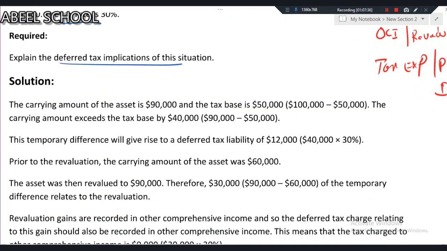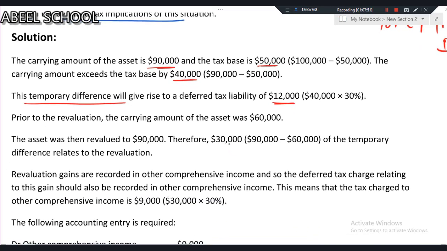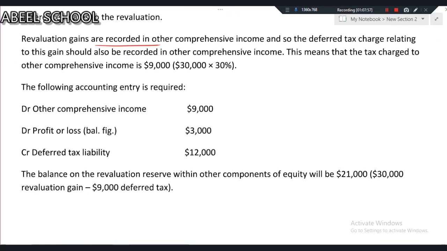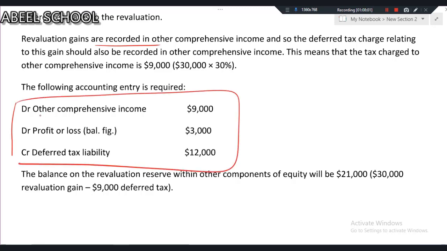Let's see the explanation, what they are saying. The carrying amount of the asset is 90 and the tax base is 50. So there's a taxable difference of 40. The temporary difference will give rise to a deferred tax liability of 12. The asset was revalued by 30,000. The revaluation gain is recorded in OCI. So let's go to the entry. OCI debited by 9, profit or loss, tax expense debited by 3, liabilities credited by 12. The balance on the revaluation reserve within the other components of equity will be 21,000, because revaluation was initially 30,000, but is reduced by this 9,000. So net revaluation in your other components of equity will only be 21,000.